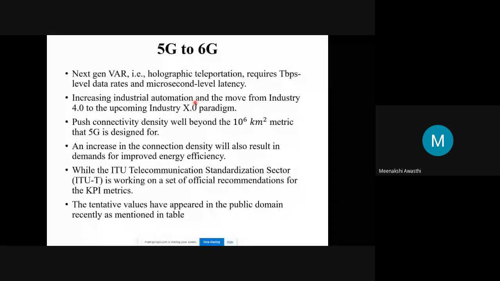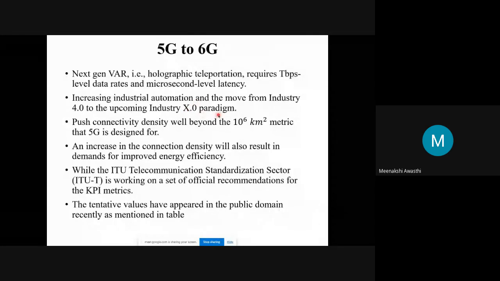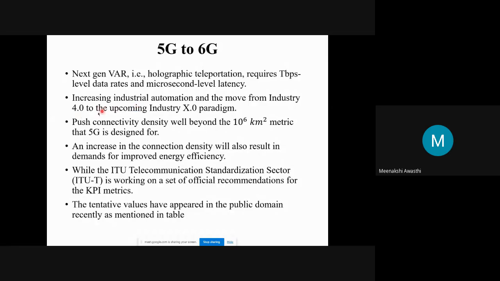Also, increasing industrial automation. You must have heard about Industry 4.0, but in the sixth generation we'll be discussing the Industry 10.0 paradigm. So again, you can see the paradigm shift in the automation industry, from Industry 4.0 to Industry 10.0. So much automation has been done in our industry, and Industry 4.0 will be enhanced as Industry 10.0 with the help of the sixth generation.